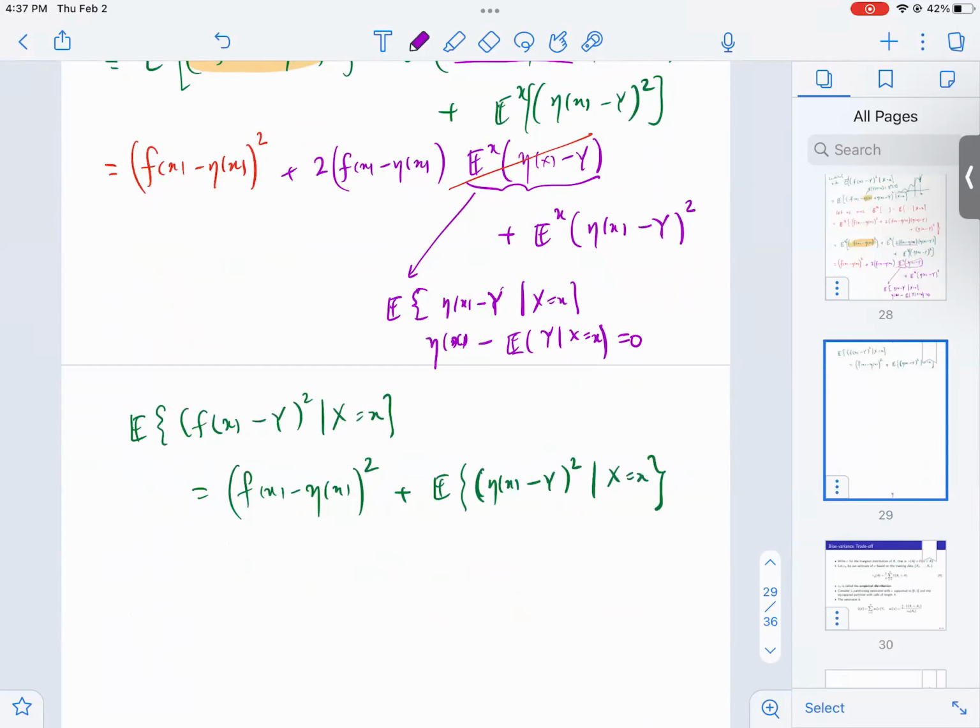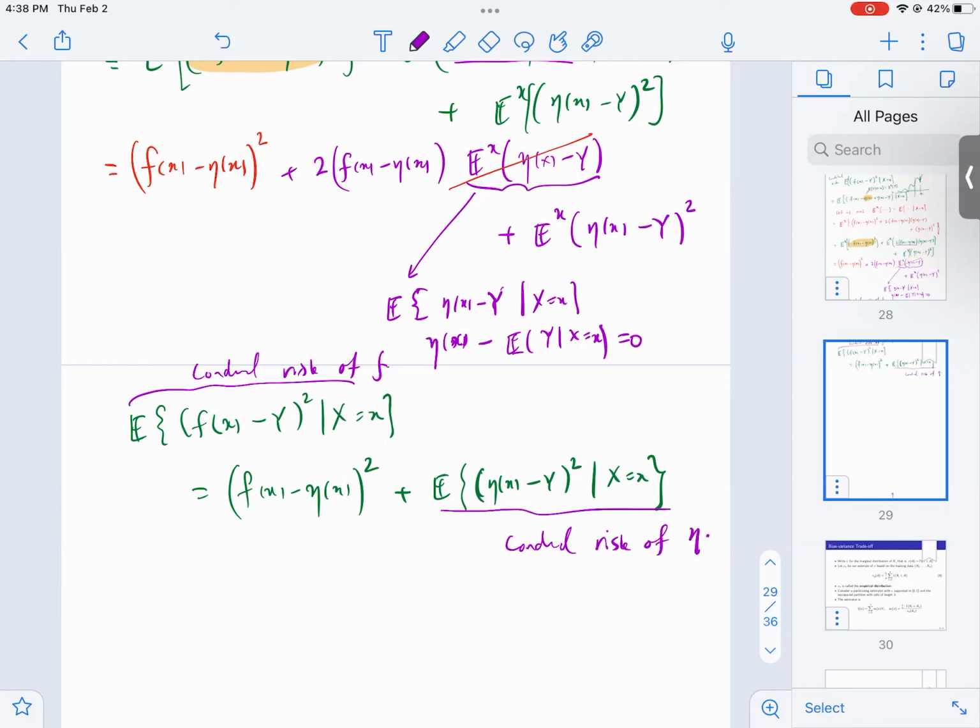What ends up happening is, this is my conditional risk that I was caring about. This is saying that if I want to compute this, I'm comparing f, a candidate regression estimator, to the optimal one, the squared difference, and then there's this other part. This is very similar, but with f replaced with eta. So this is the conditional risk of f, and this is the conditional risk of eta.